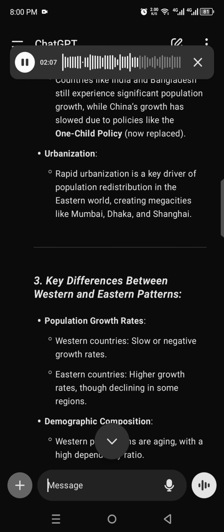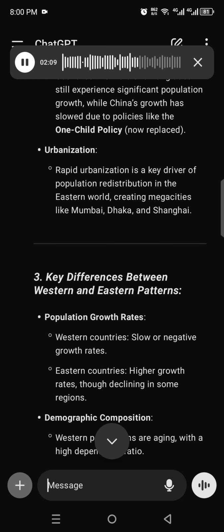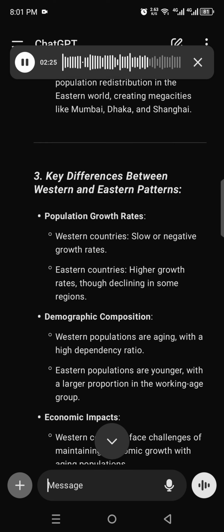3. Key differences between Western and Eastern patterns. Population growth rates. Western countries, slow or negative growth rates. Eastern countries, higher growth rates, though declining in some regions. Demographic composition. Western populations are aging, with a high dependency ratio. Eastern populations are younger, with a larger proportion in the working age group.